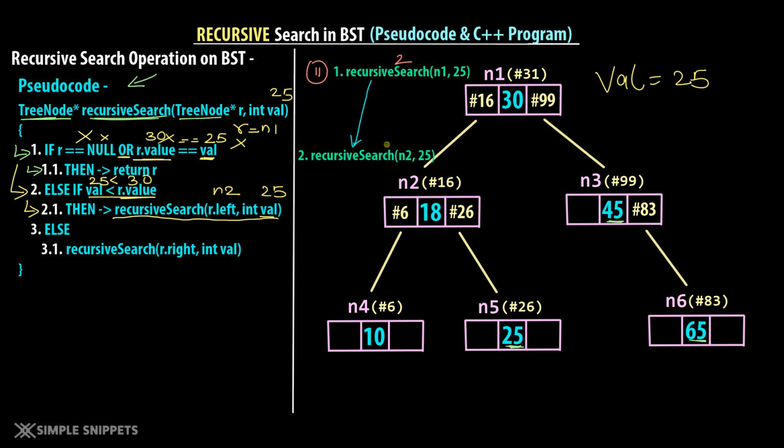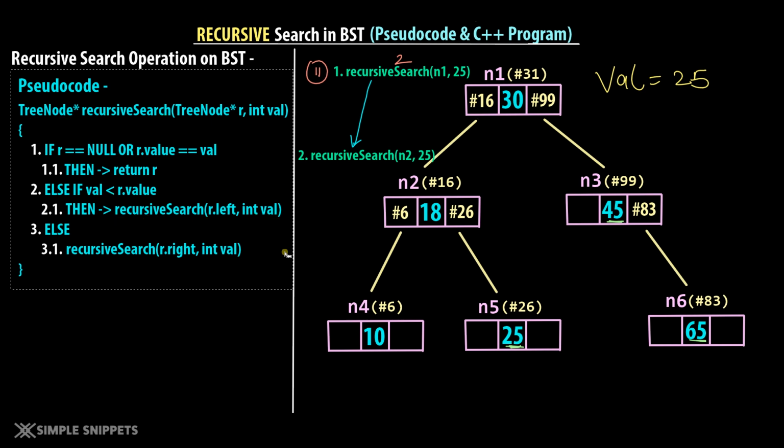Now you can see we are on the correct path, because from n1 we traverse to n2. We have to still reach to n5, right? Because n5 is having the value 25. So now we can again start with the execution of this recursive search pseudocode for the second call. For the second call, r is nothing but n2. So r equals to n2, and this val of course is 25 only. Again you will check if r equals to null or r dot value equals to val. R is not null because r is n2. So first condition becomes false. Then we have a or clause, and then we say r dot value. Now r this time, as I mentioned, is pointing to n2. n2's value is 18. So r dot value is 18.